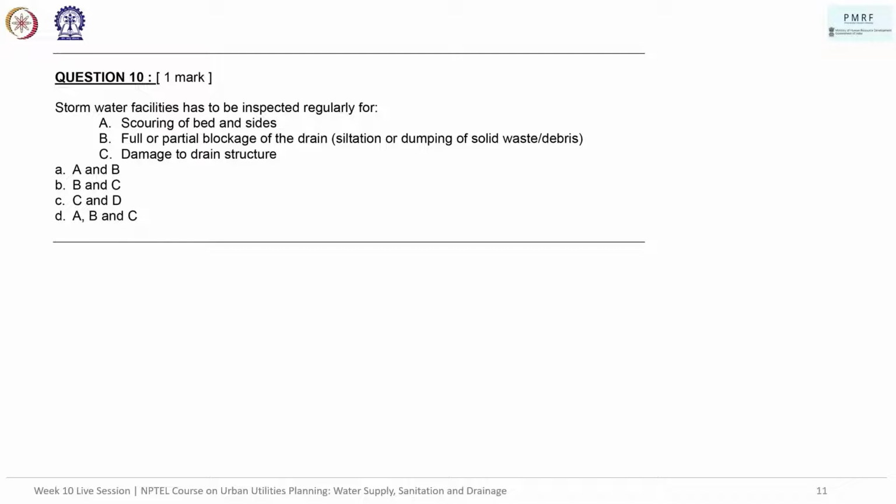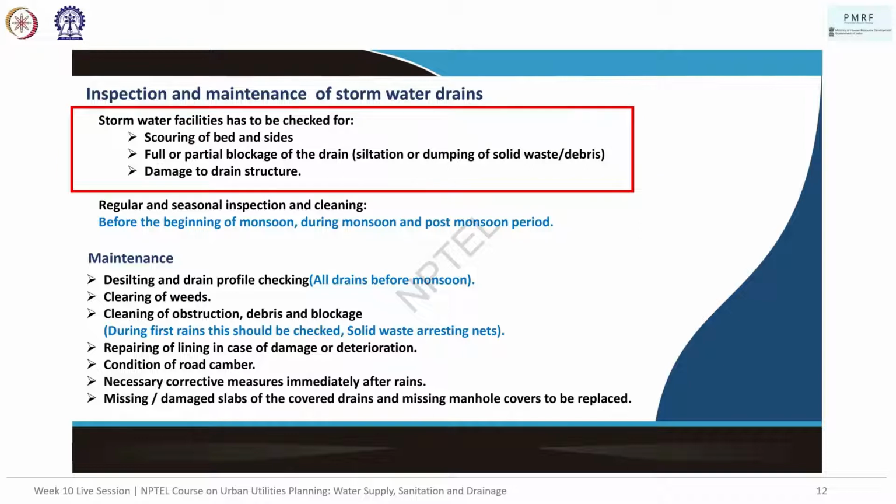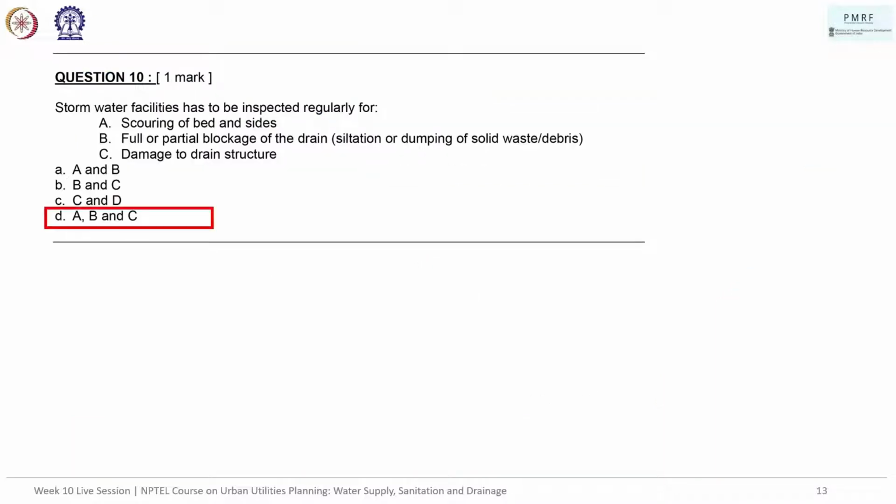Right, let's look at the corresponding slide. This is from the lecture talking about the inspection and maintenance of stormwater drains. We can see that all three aspects have to be checked: scouring of beds and sides, full or partial blockage of the drain, and damage to drain structure. There are multiple ways of doing this. There is indirect and direct inspection, if you remember from the lecture. So the answer is D.